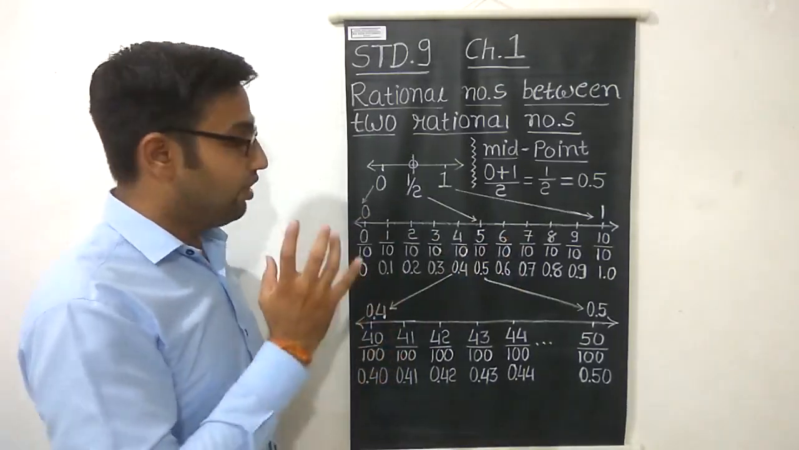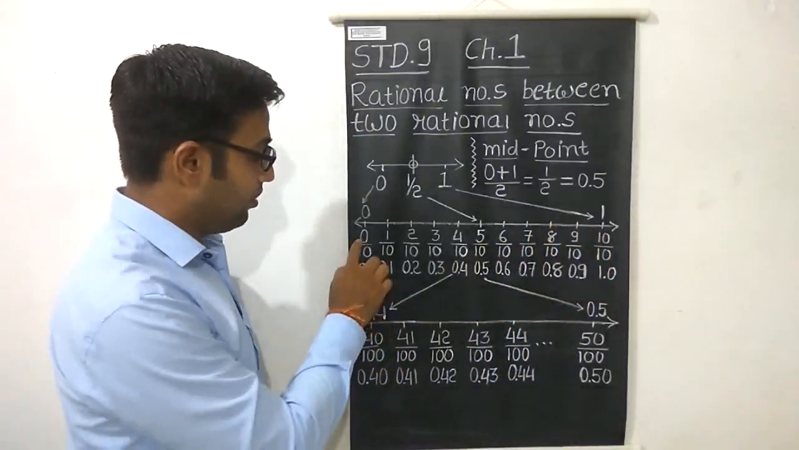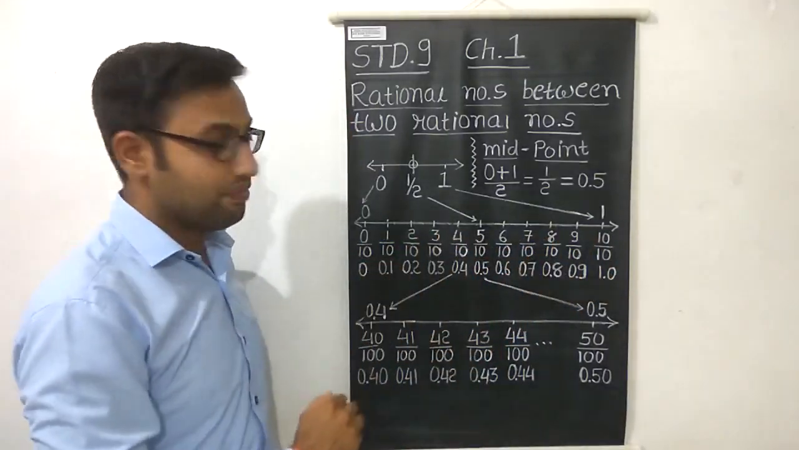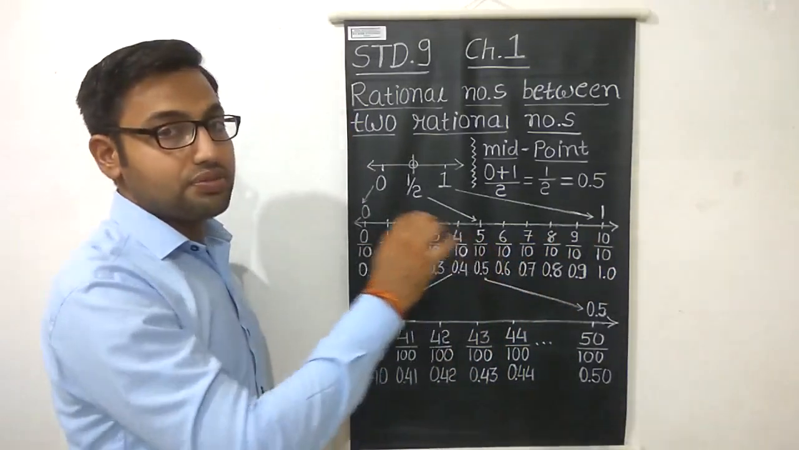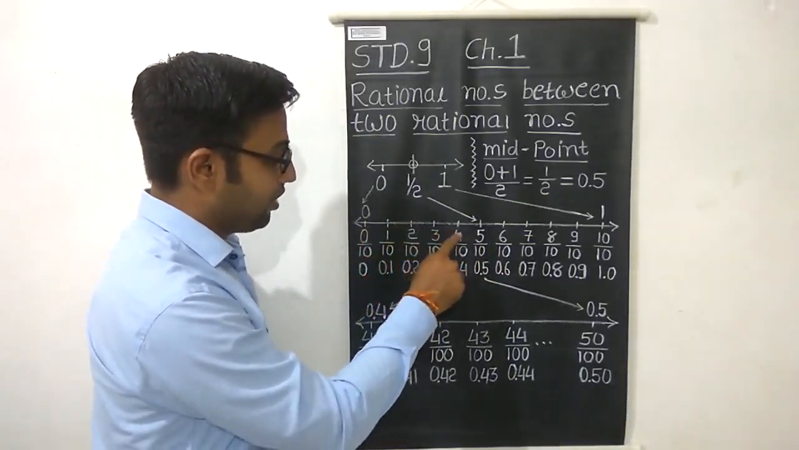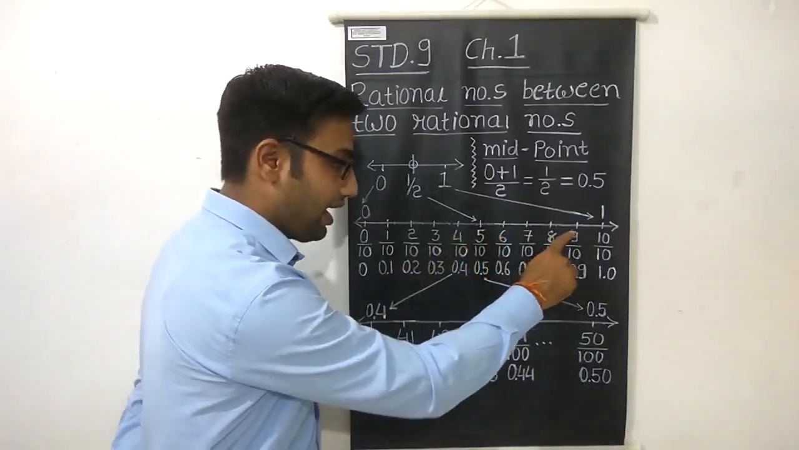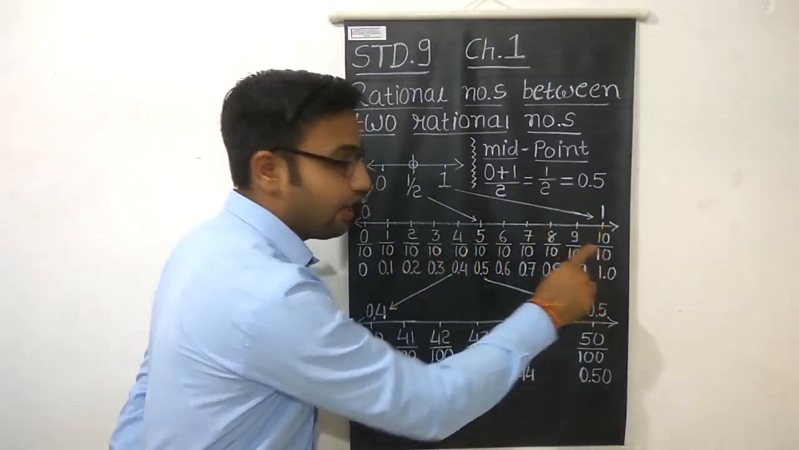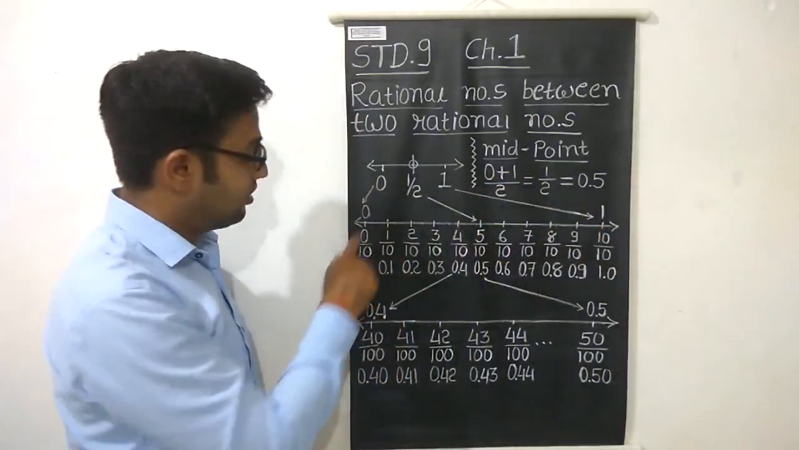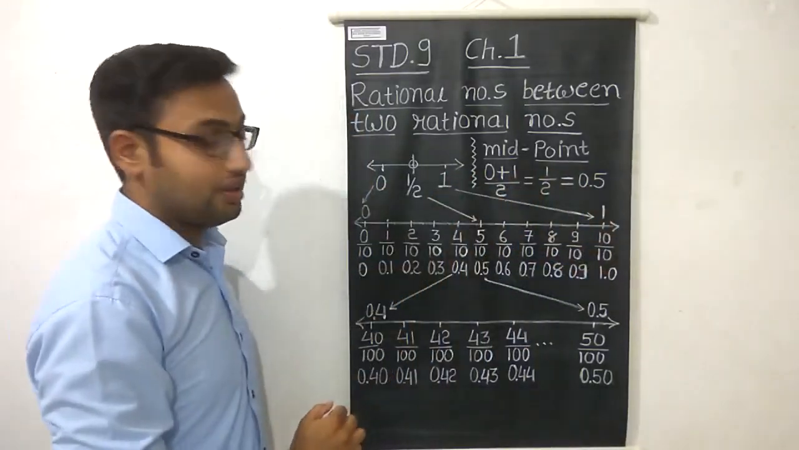So what you have to do, first of all write down 0, 1, 2, 3, 4, 5, 6, 7, 8, 9 and 10 in this way. Then divide all the numbers by 10. So here you will get 0 upon 10, 1 upon 10, 2 upon 10, 3 upon 10, 4 upon 10, 5 upon 10, 6 upon 10, 7 upon 10, 8 upon 10, 9 upon 10 and 10 upon 10. Now 10 upon 10 is what? 1. 0 upon 10 is what? 0. So here is our 0, here is our 1.